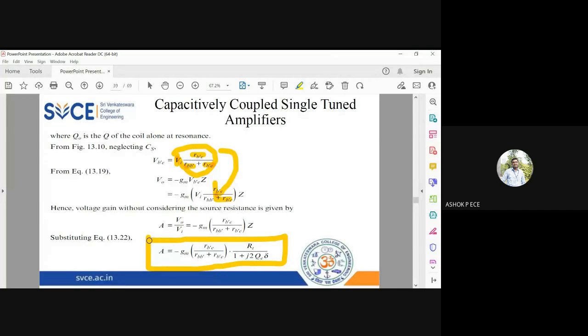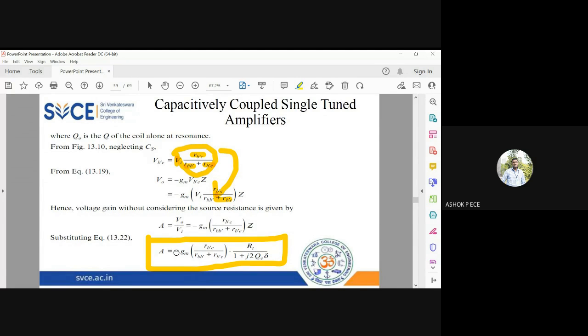Whatever you've done in lab is practically finding out F naught and the gain. You have done class C tuned amplifier, right? That is what we are doing theoretically now. What you have done is class C, but what we are seeing here is class A, a class A single tuned amplifier. So we are doing everything mathematically. What you have done in lab is the complete practical implementation of a single tuned amplifier.